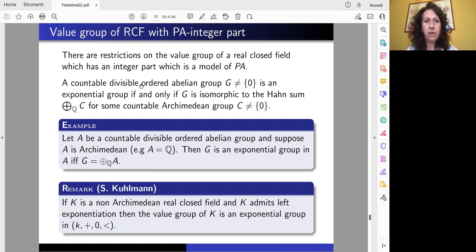I recall that for a countable divisible ordered abelian group, we say that G is an exponential group if and only if G is isomorphic to the Hahn sum over a countable Archimedean group. Okay, sorry. So in the case of countable divisible groups, G is an exponential group if and only if it's of this form.